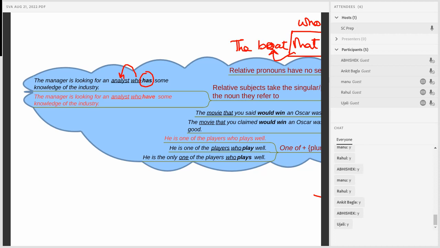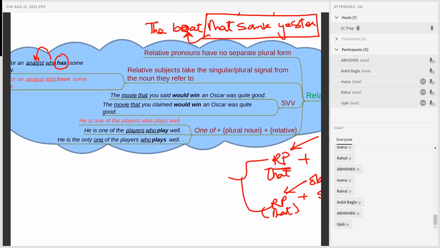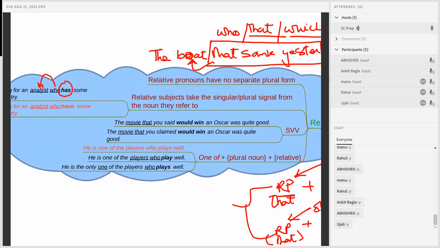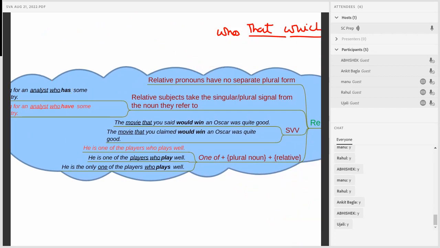All right, now let's go to the next one. The next one is something called the SVV pattern. This is something we briefly looked at yesterday, and all we said at that time was, this is a discussion that we're going to park till the next session. Right? Well, now we're going to take this discussion. Before we even start, what I want you to do is look at this sentence.